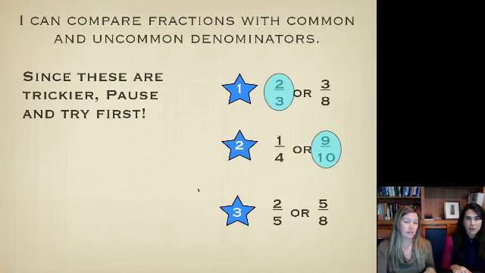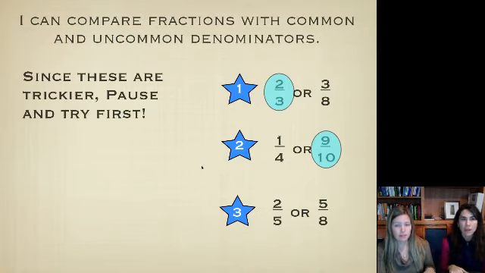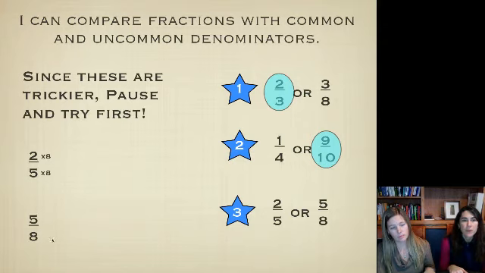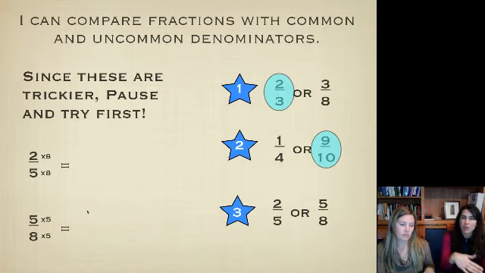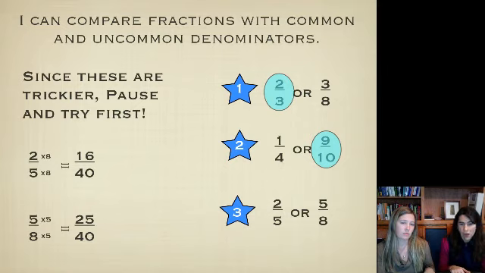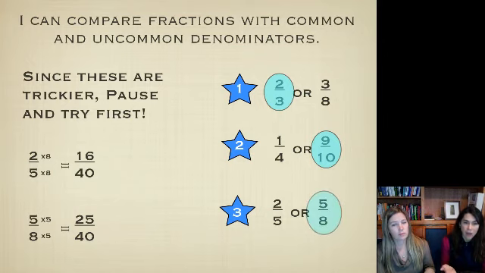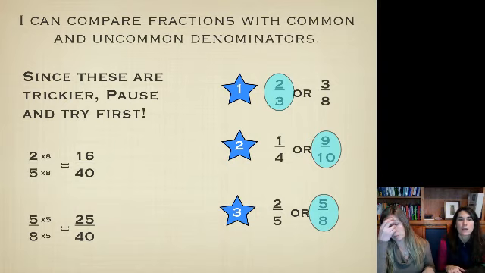And so instead of trying the benchmark strategy, let's just look at it by thinking of the common denominator strategy. So we have 2/5, and if we multiply by 8, the other denominator, we're going to get 16 over 40. And so for 5/8, I'm going to do the same thing. I'm just going to look at the other denominator and multiply that. So 5 times 5 equals 25. 8 times 5 equals 40. So now at least we have this common denominator, and then I can easily see that 25 over 40, or 5/8, is going to be greater than 16 over 40, or 2/5.